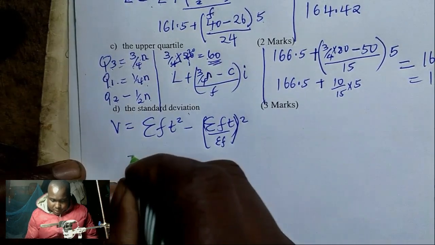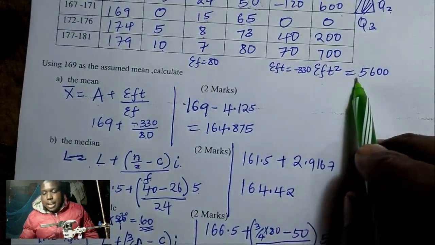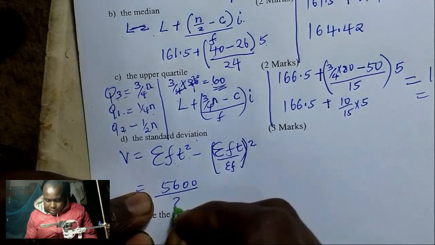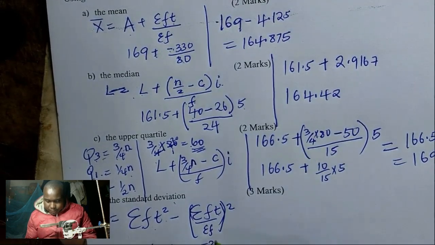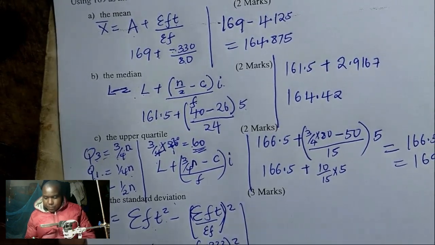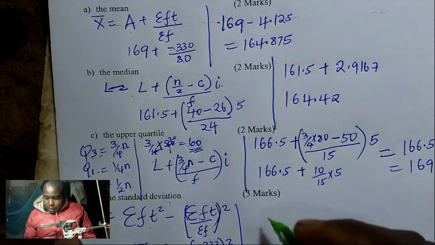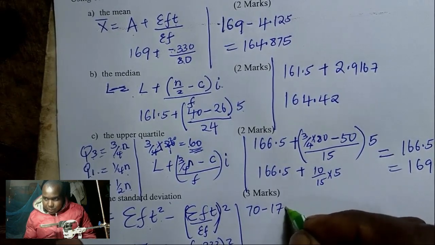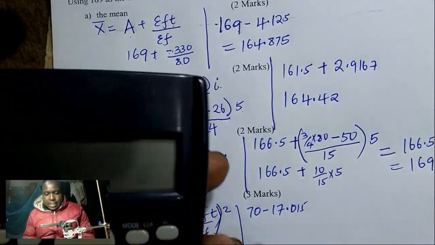So here, let us substitute. We had the summation ft squared here. That is 5600 divided by 80, minus summation ft, which is negative 330, divided by 80, then squared. If you do this, it's going to be 70 minus 17.1015. So you simply need to press your calculator.